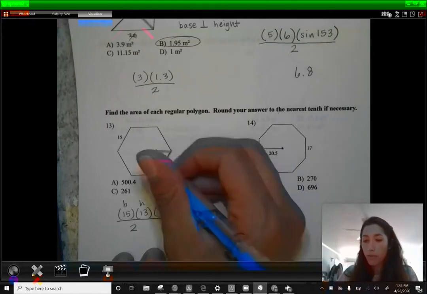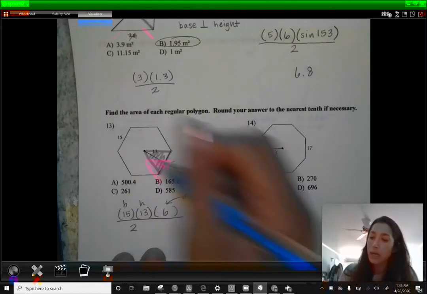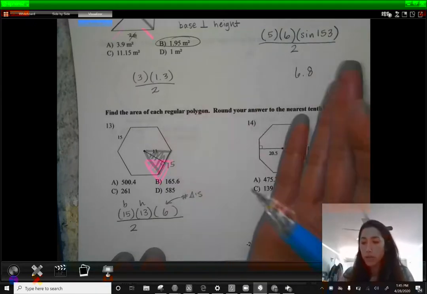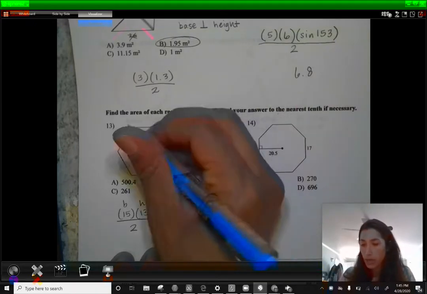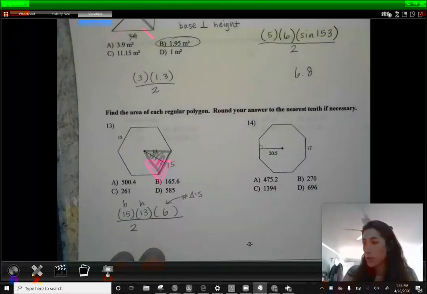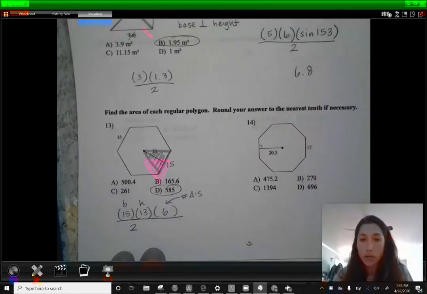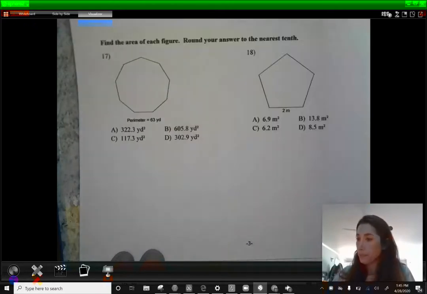So it might be helpful for you to highlight that triangle and then just see, okay, is that one of those triangles per side, or are there 2 of those triangles per side? So this was 1 triangle per side, and there's 6 sides. So now plugging that into our formula, we would get 15 times 13 times 6, all divided by 2. And that would be 585. So you're going to use the same method for question 14. We've got the base and height of a triangle, and we've got 8 sides, or we would call it 8 triangles.